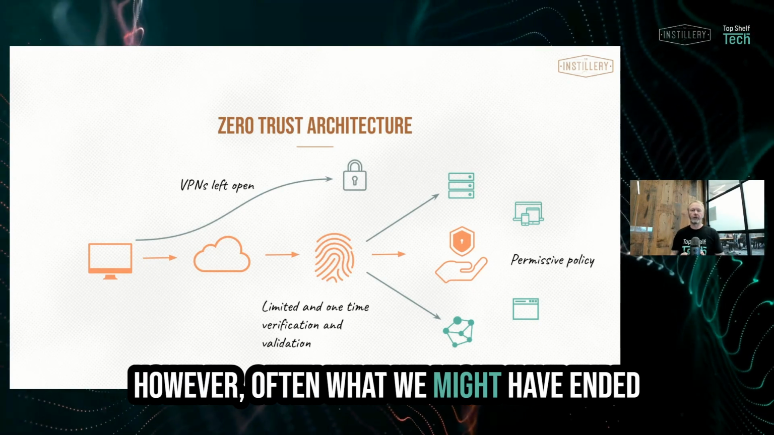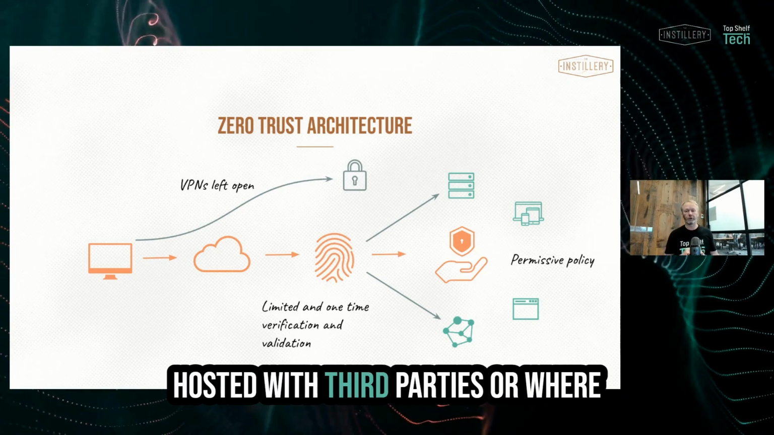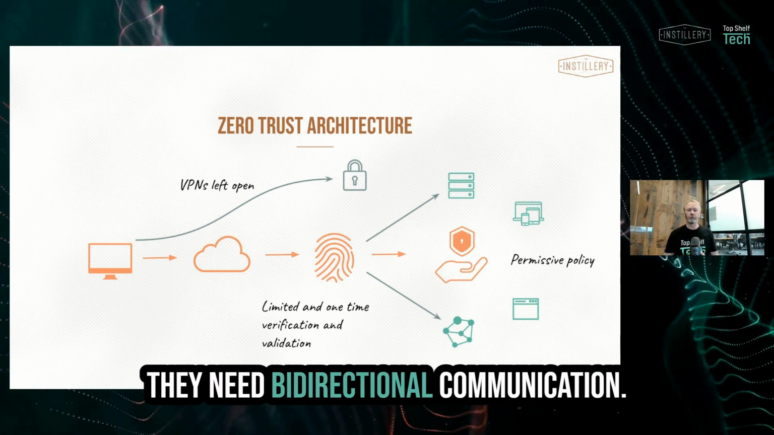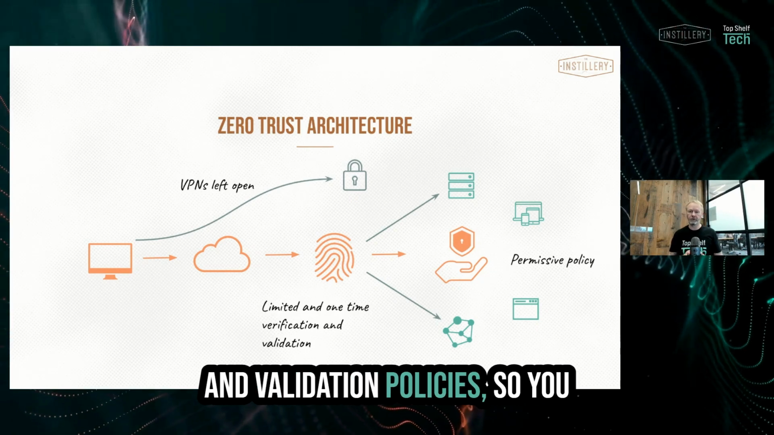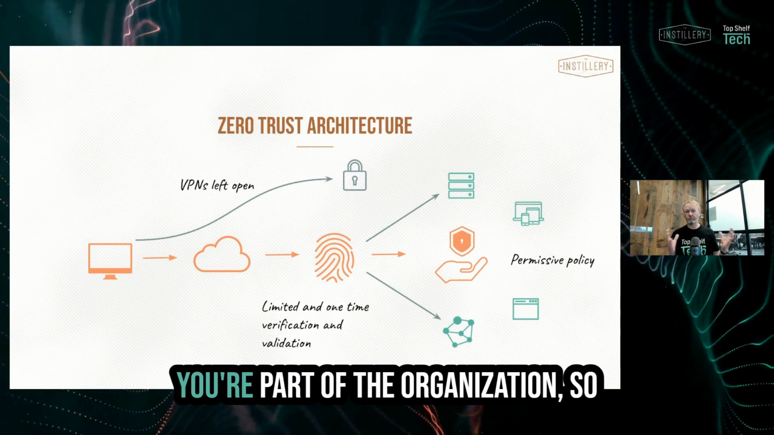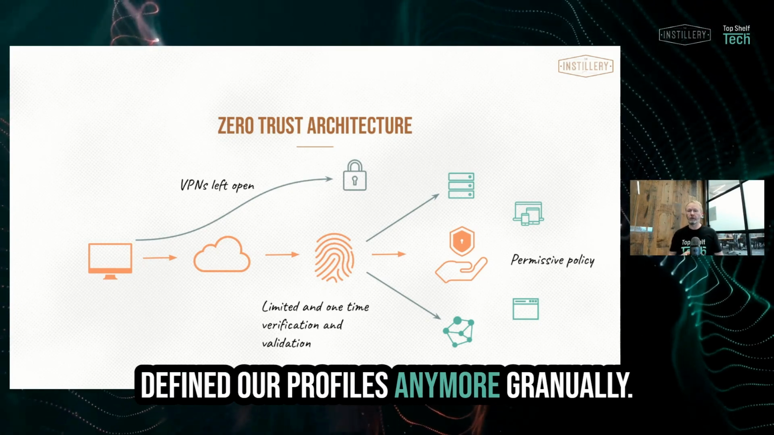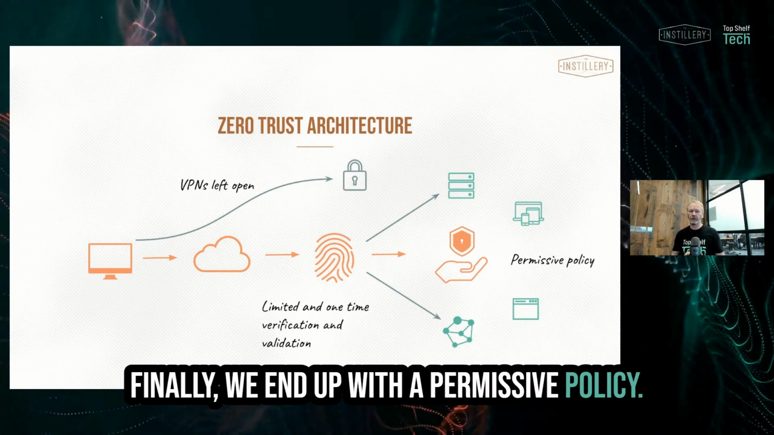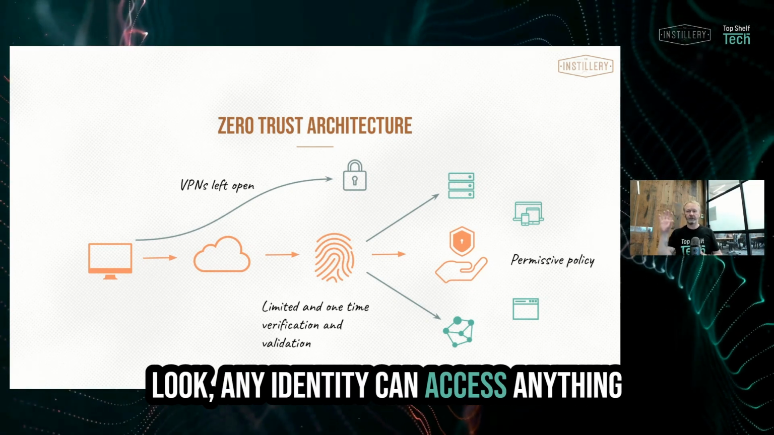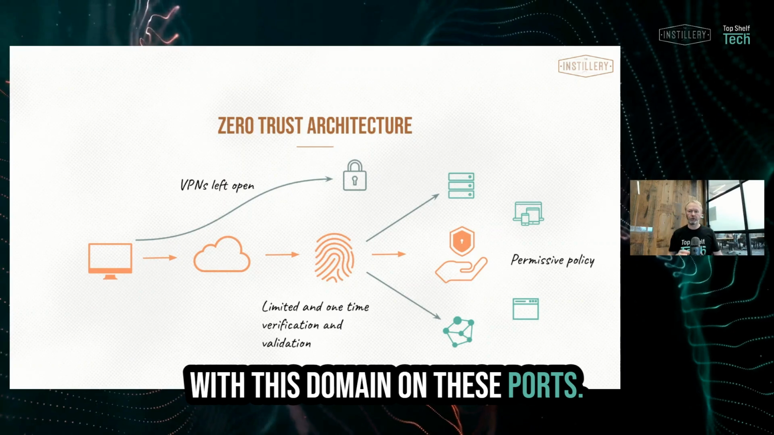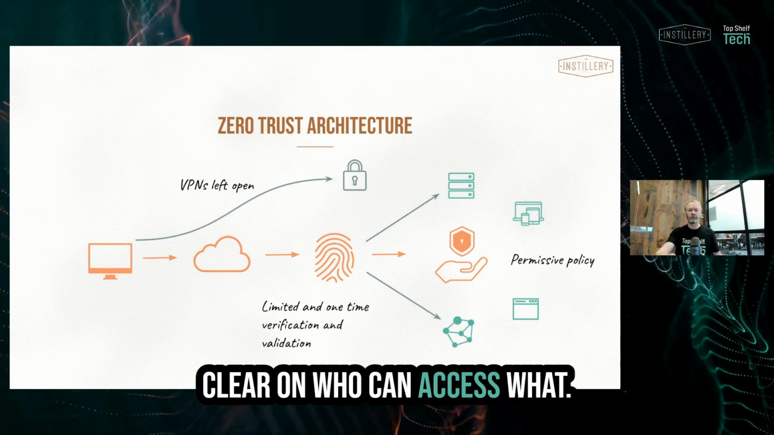However, often what we might have ended up with is VPNs left open for things like legacy applications, sometimes hosted with third parties or where they need bi-directional communication. We might have set up limited and one-time only verification and validation policies. So you authenticate and that's kind of it. You're part of the organization, so you get access, and we haven't really defined our profiles any more granularly. And then finally, we end up with a permissive policy. I describe this as sort of the equivalent of a firewall's any, where we said, look, any identity can access anything with this domain on these ports. So we haven't really gone and tightened that up and been very clear on who can access what.